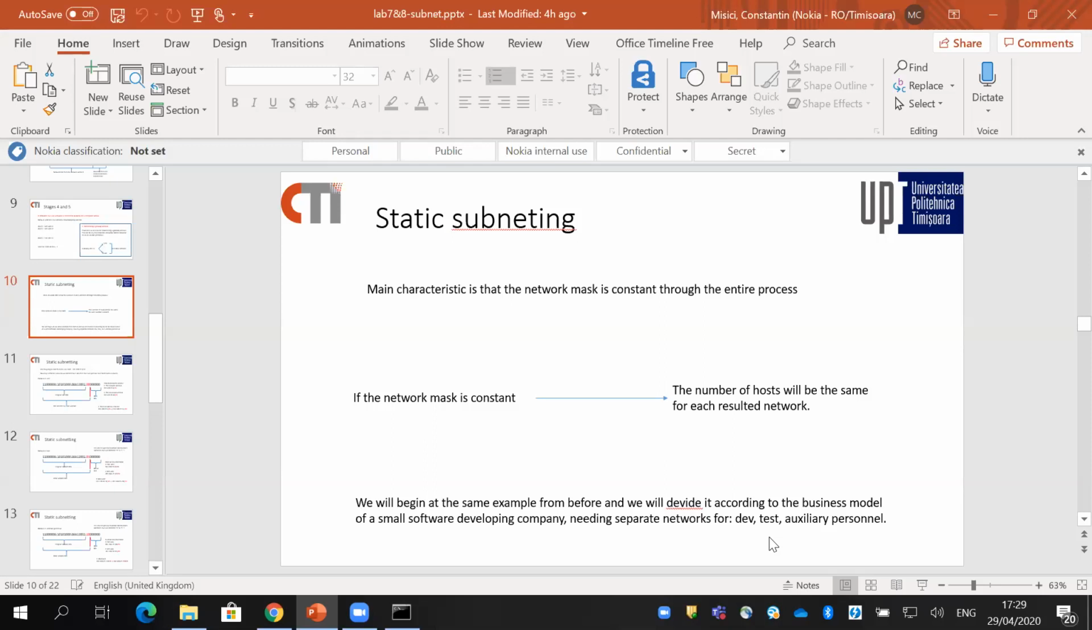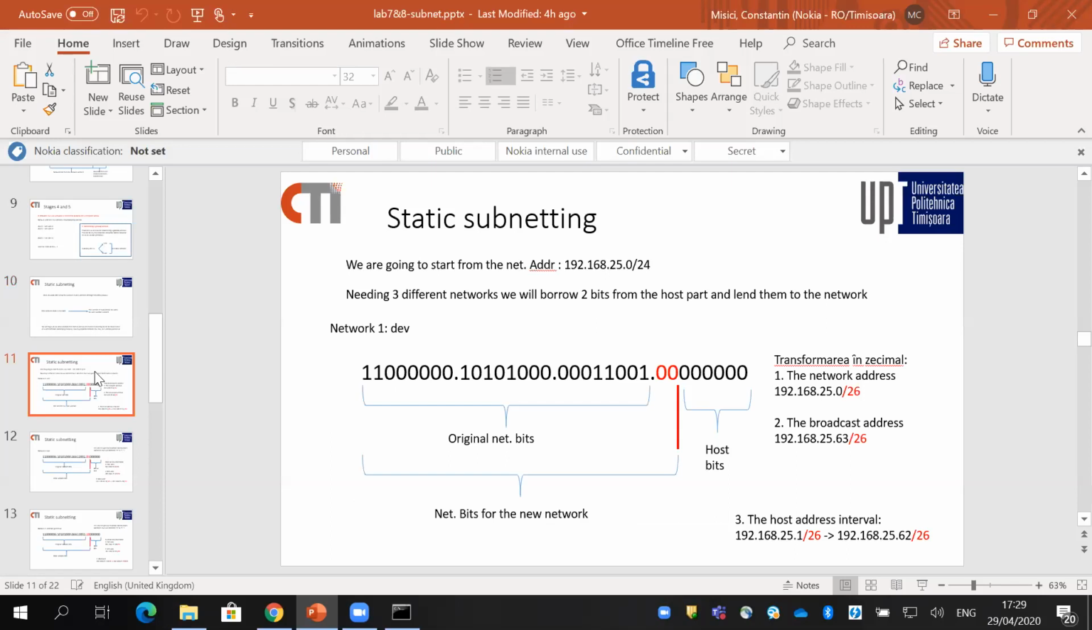So for each of these particular three categories, we're going to design three networks. We're going to split up a network into three parts. We're going to start from the network address that we've computed before, and we're going to go at it one at a time. So if we need three particular networks, we're going to need 2 bits in order to represent three particular different numbers.